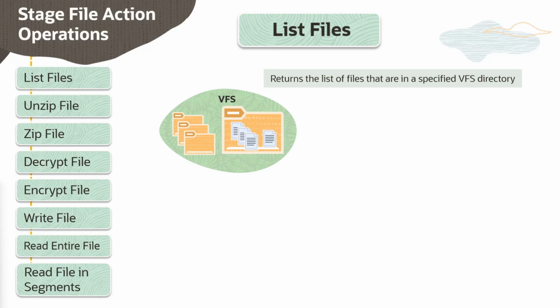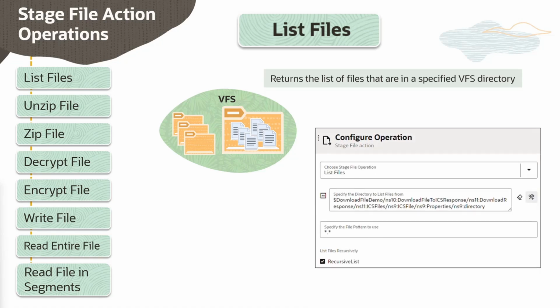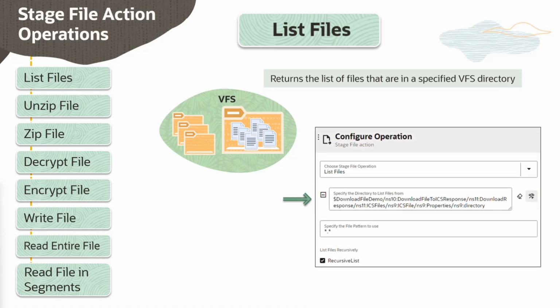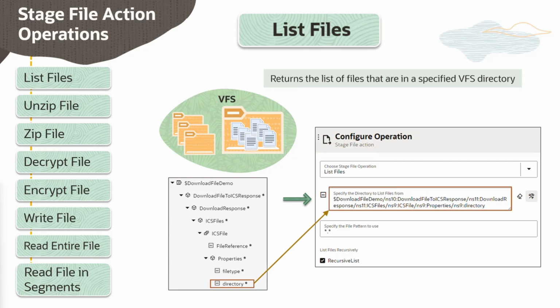previously unzipped into a virtual file system directory, or files that have been staged in a directory by other actions, such as previous stage file write actions. You can specify the virtual file system directory by name, or in many cases, as in this example, you will drag and drop a directory value that was provided by a previous response, such as an FTP download operation that also unzipped an archive. Specifying a file pattern also allows you to limit the type of files you're interested in, and checking this box will also list files that may exist in one or more subdirectories.